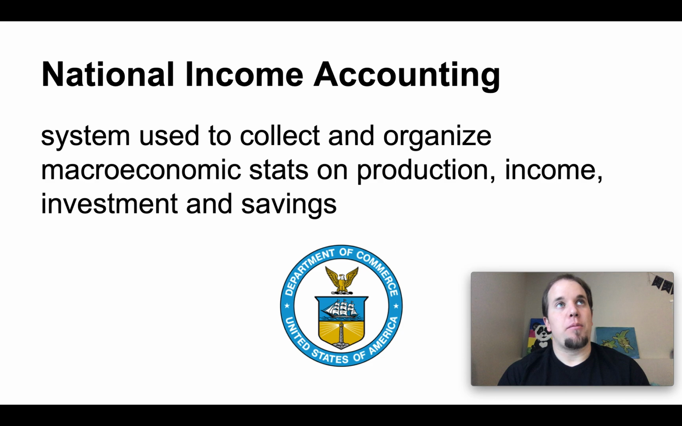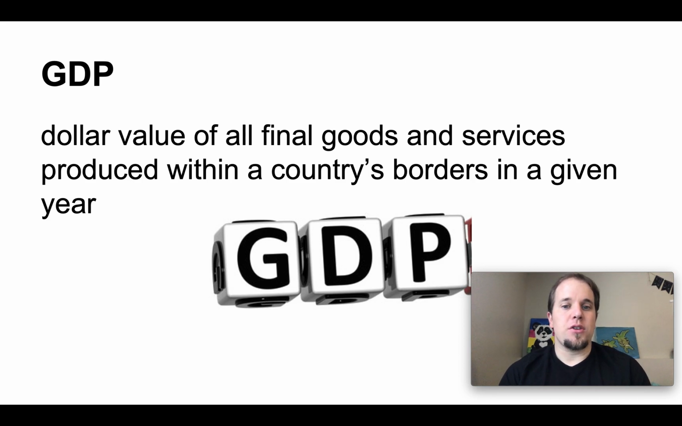The department that is responsible for this is the Department of Commerce, and in that department they have a sub-agency that is responsible for national income accounting. What that means is they're the ones responsible for recording all the different statistics out there when it comes to the economy and being able to calculate the number. So here's the definition of GDP.